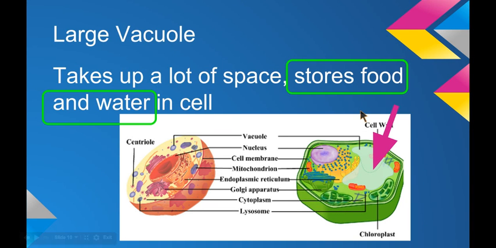Large vacuoles are also only present in plant cells. Here we have a large vacuole labeled. It takes up a ton of space in this plant cell. The vacuole labeled in animal cell is much smaller. It's like a tenth of the size of this plant cell vacuole. So a large vacuole is only present in a plant cell. Please circle stores food and water.